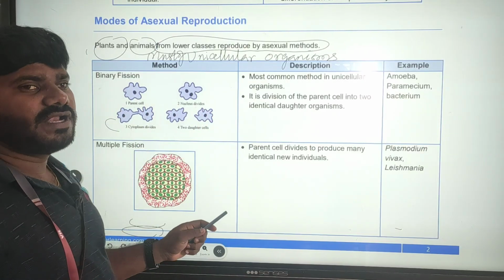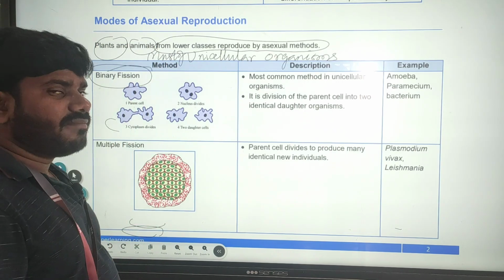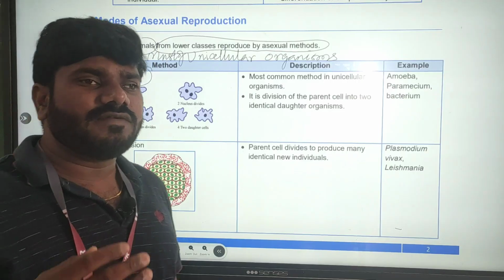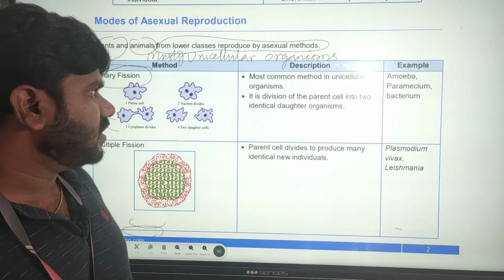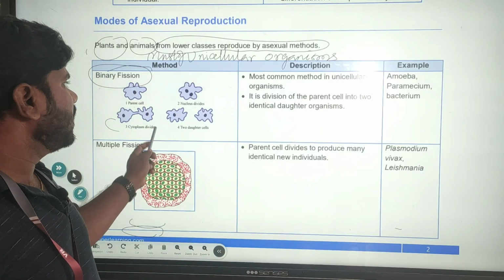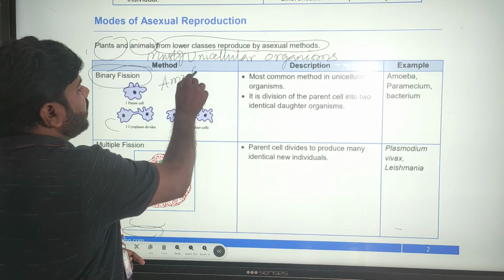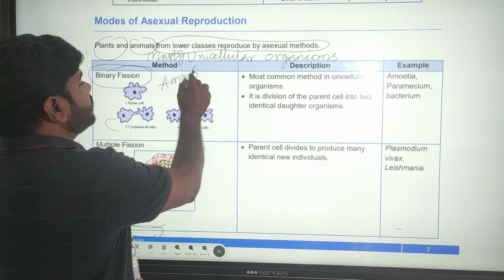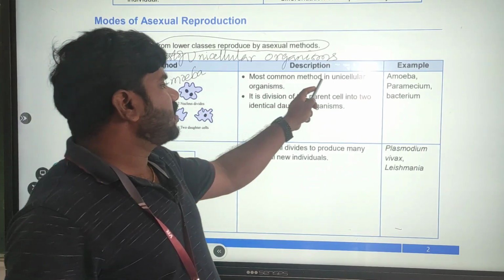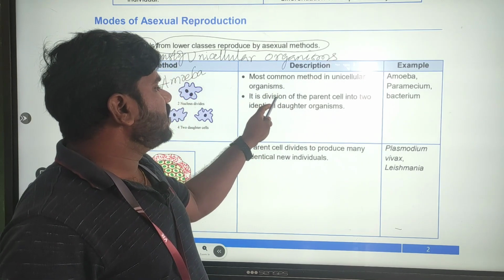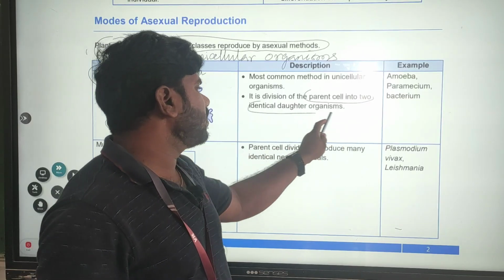We will see the different types of asexual reproduction, that is binary fission. Binary fission means the body divides into two parts. The parent body dividing into two parts is called binary fission. You can see the example given here, amoeba, which reproduces through binary fission. Amoeba is one example. The most common method in unicellular organisms is division of a parent cell into two identical daughter organisms.